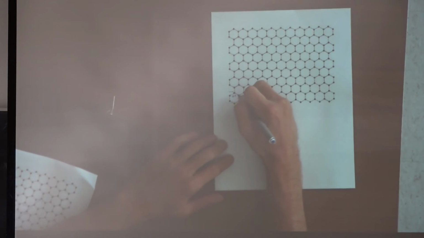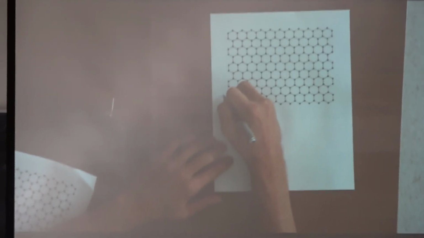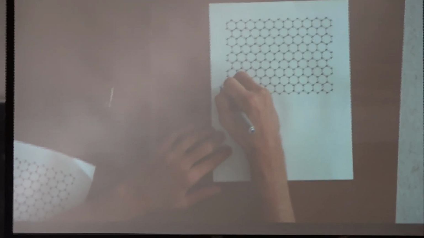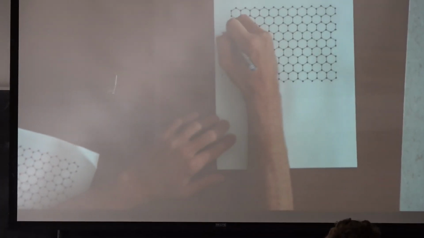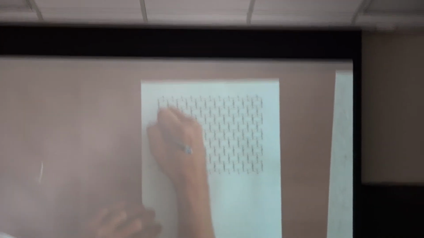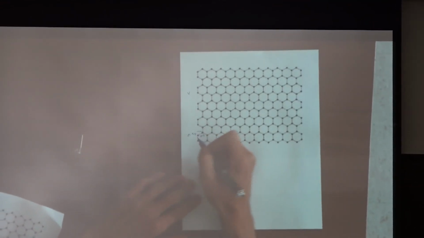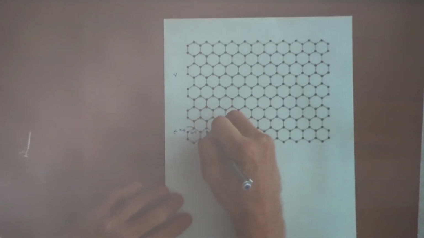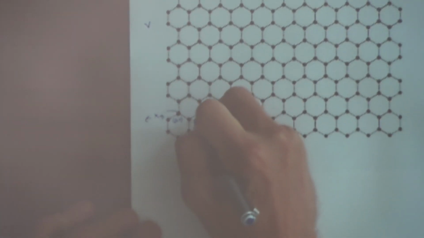So now we can still think about this direction as x and this direction as y. So this one is going to be 1, 0.